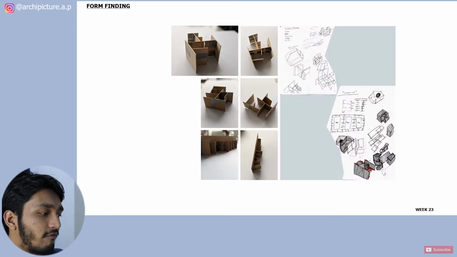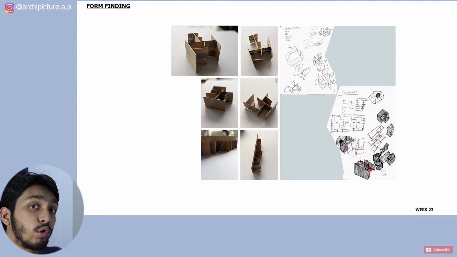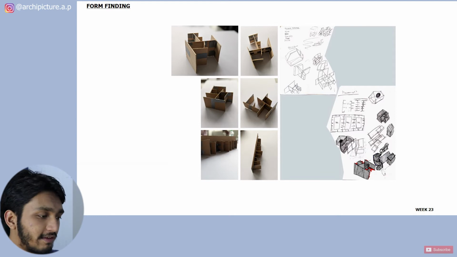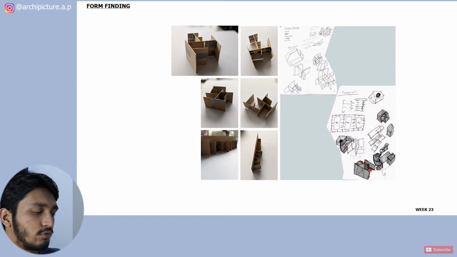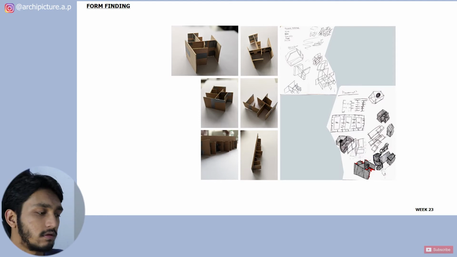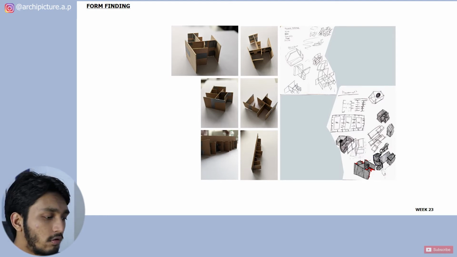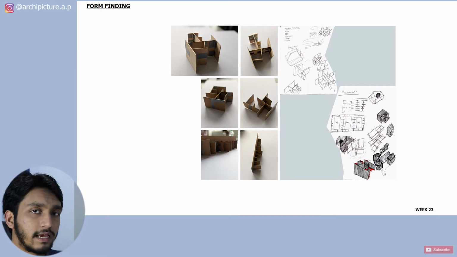Again, more form finding. In this task we were asked to choose one of the words that we were given, and I selected movement, I think, and structure. So we had to do a model which sort of followed the movement of people. For example, if someone decided to do a shopping mall, the movement of people there is more fluid.